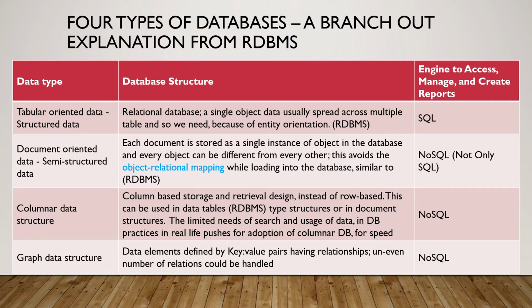But the document-oriented data, which is a semi-structured data, each document is stored as a single instance of object in the database, and every object can be different from every other. This avoids the object relational mapping while loading into the database, similar to RDBMS. And the very purpose of this is to really relax from the strict ACID requirements and work with semi-structured data faster and better. So that's where NoSQL comes into play.